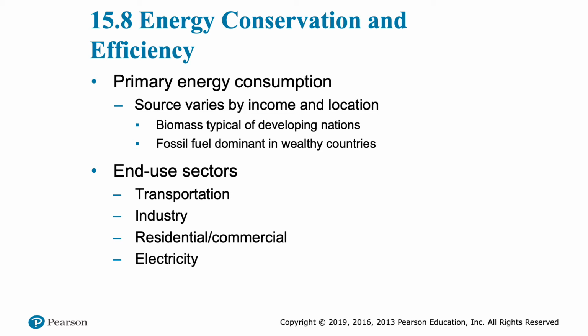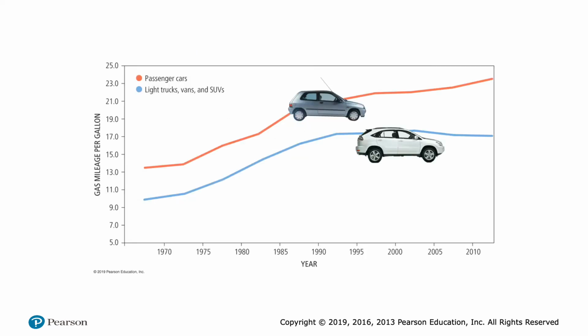Remember that primary energy consumption, the source will vary by the income and location of these countries. Biomass is typical in developing countries where fossil fuels like oil and coal still dominate wealthy countries. End-use sectors refer to how these energy sources are used. Transportation is a big one, industry, residential, commercial, and electricity.